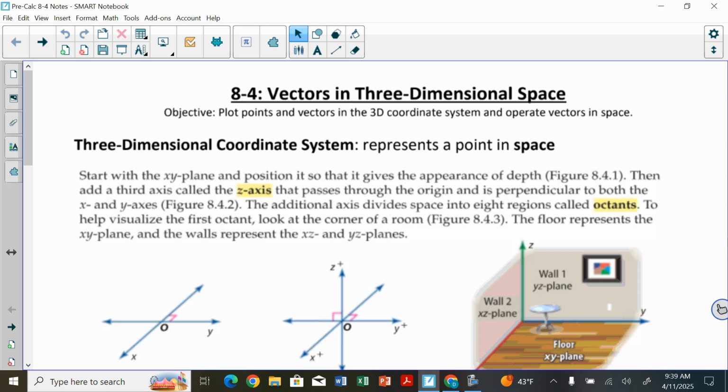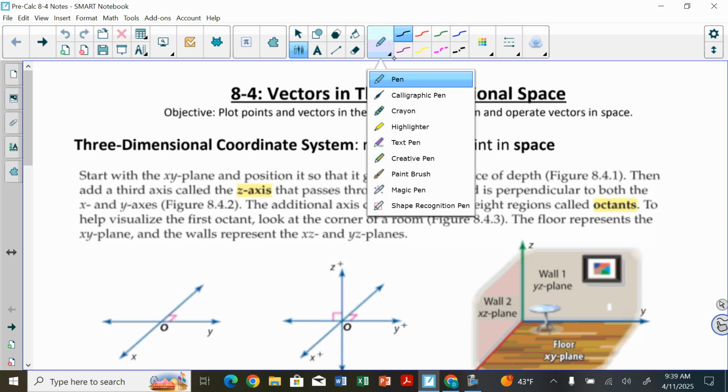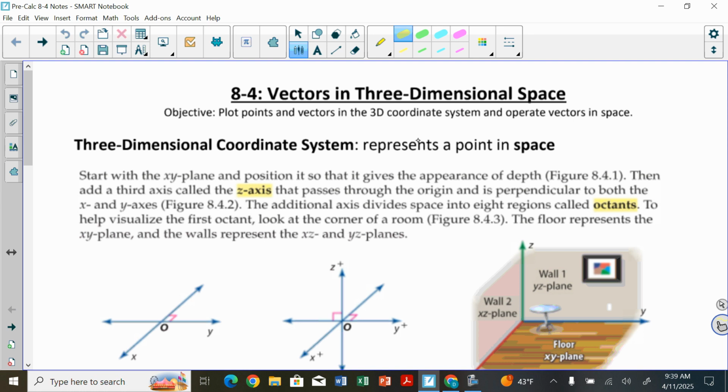Now, a couple things we've got to talk about though is the three-dimensional space. So the three-dimensional coordinate system here represents points in space. We're going to add an axis to it. So we start with your XY. You're very familiar with that, but you've got to position it so it gives the appearance of depth.